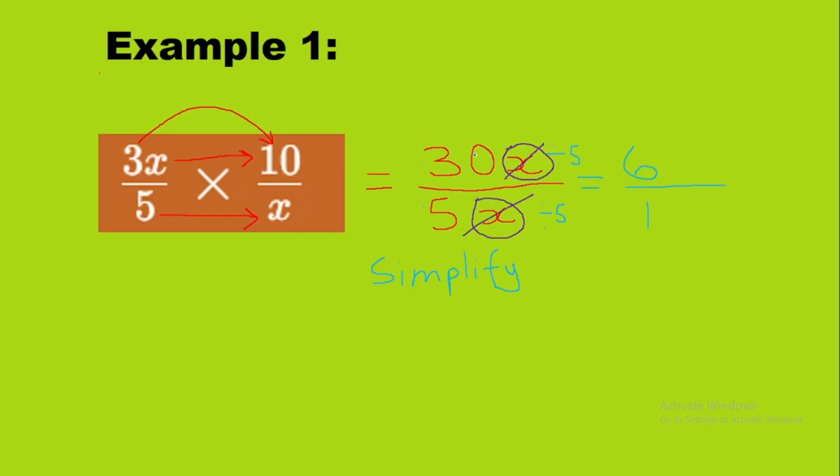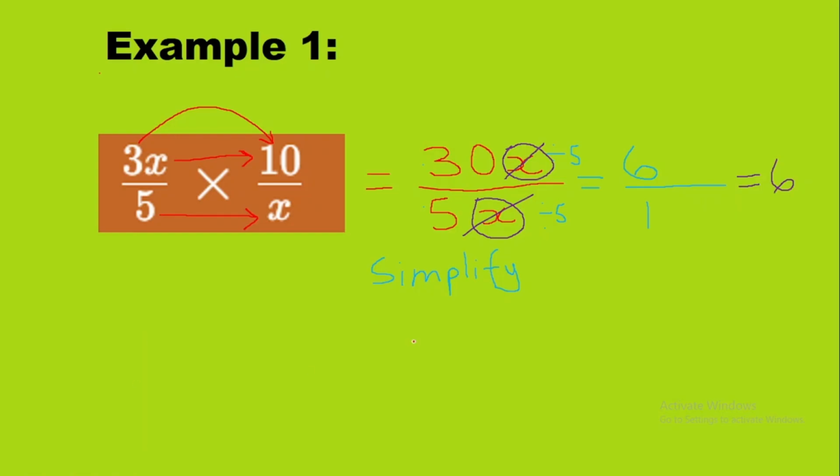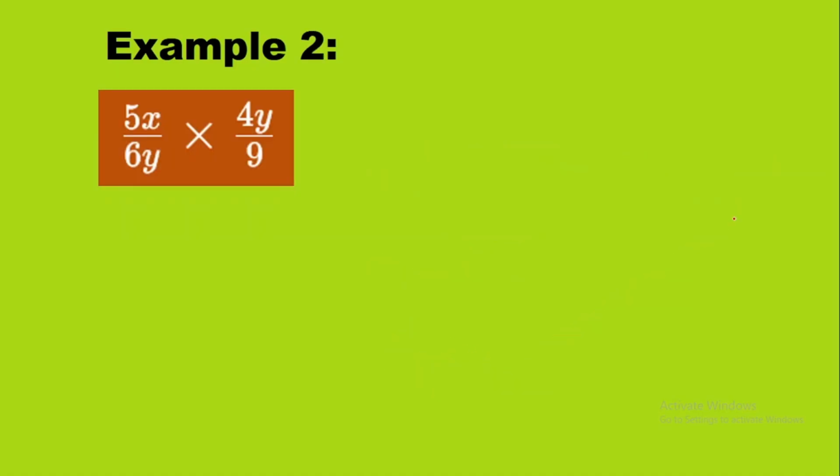Because it's going to cancel out, we're going to be left with just 6 over 1, which is the same thing as just 6. So our answer right here, after we have simplified everything, would just end up being 6. And that is our answer. Moving on to the next question.